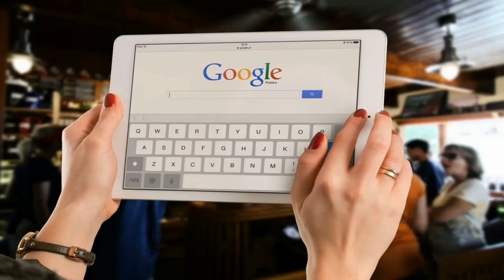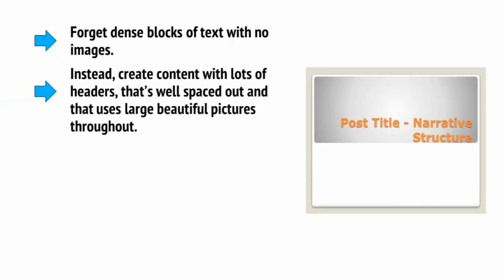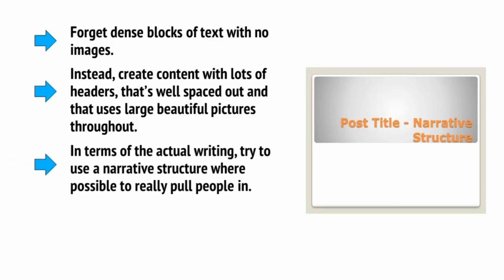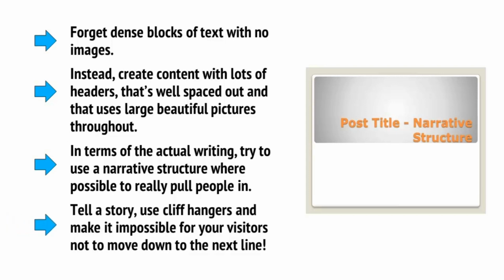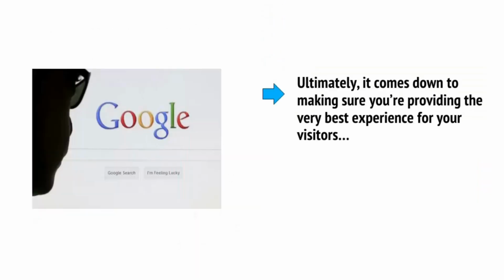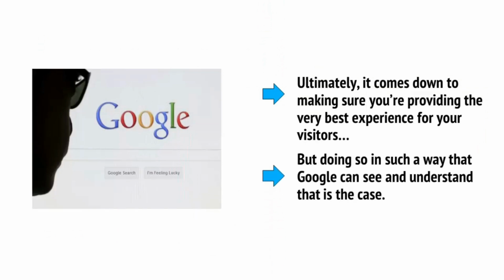Moreover, you need to ensure that content is presented in a way that encourages people to stick around. Forget dense blocks of text with no images. Instead, create content with lots of headers that's well spaced out and that uses large, beautiful pictures throughout. In terms of the actual writing, try to use a narrative structure where possible to really pull people in. Tell a story. Use cliffhangers and make it impossible for your visitors not to move down to the next line. Ultimately, it comes down to making sure you're providing the very best experience for your visitors, but doing so in such a way that Google can see and understand that that is the case.